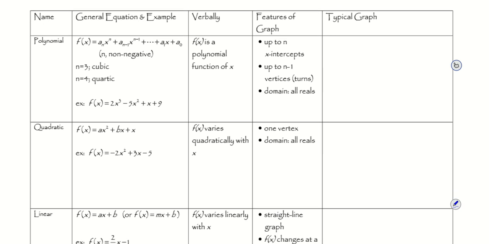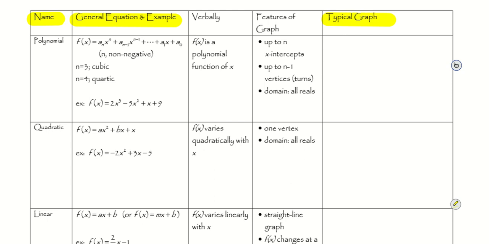What I want to point out to you is that in this table there are certain things that you need to know. The other information is good, but when I'm holding you responsible for these 3 things, you need to know the name of a function. We need to all call functions the same thing. You need to be able to recognize the general equation of a function, and an example of that type of function. And then finally, you need to be able to recognize the graph.